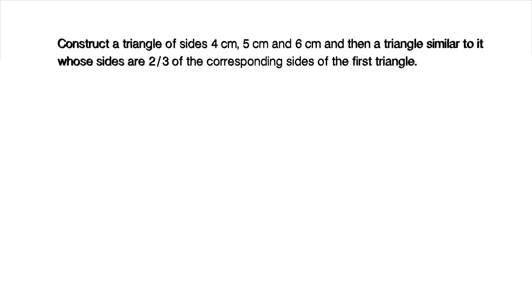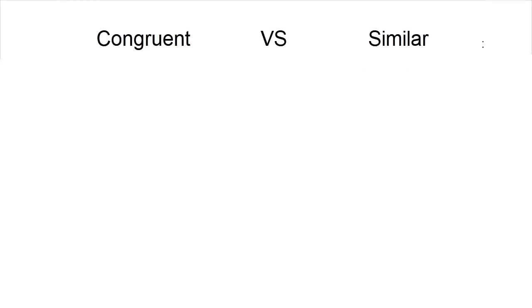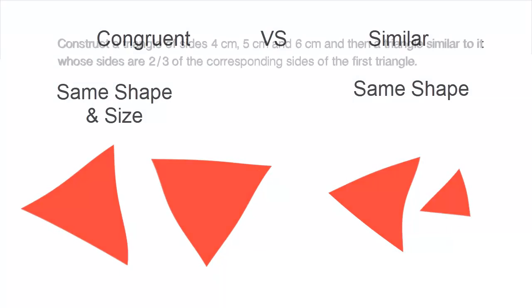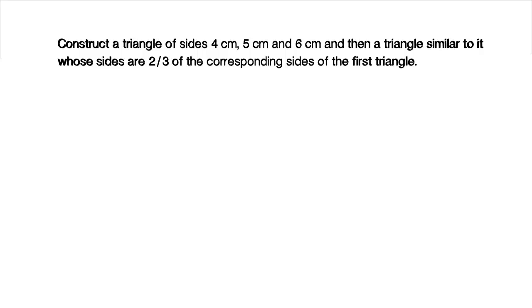There are two terms where usually the students get confused. One is congruent and the other one is similar. So let us understand the difference between these two first. What is congruent? When two figures have the same shape and size, that is called congruent. Similar is where the shape will be the same as the previous one, but the sizes will be different. So in this problem, we are going to draw a similar triangle of the 4, 5, 6 centimeter triangle.